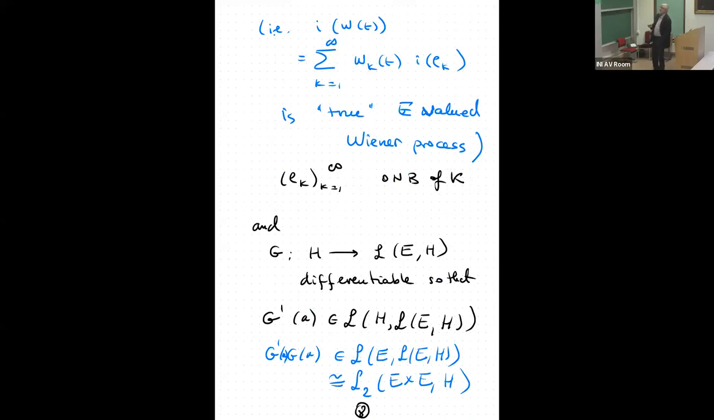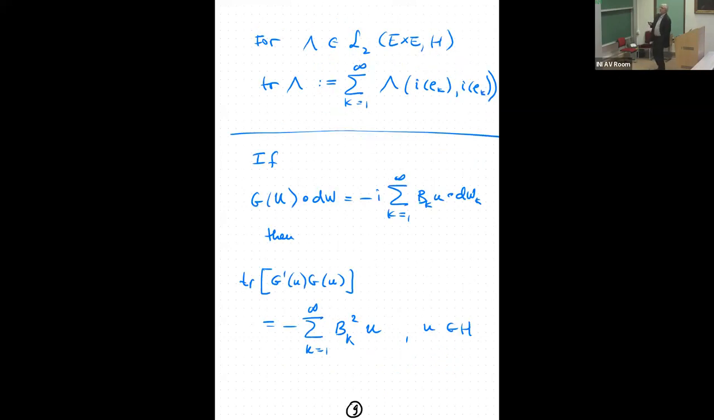Another way to say it: if I take the image of the cylindrical Wiener process, then this image becomes a true E-valued Wiener process. And e_k is the orthonormal basis of the space K. In this context, we assume that the function G is from H to the linear operators from E to H. And we look at the Fréchet derivative, so the object which we write in this trace is the bilinear form from E cross E to H. And because the embedding is gamma radonifying, the trace of this bilinear form makes sense. So if I have a bilinear form, I take the trace defined in this way.